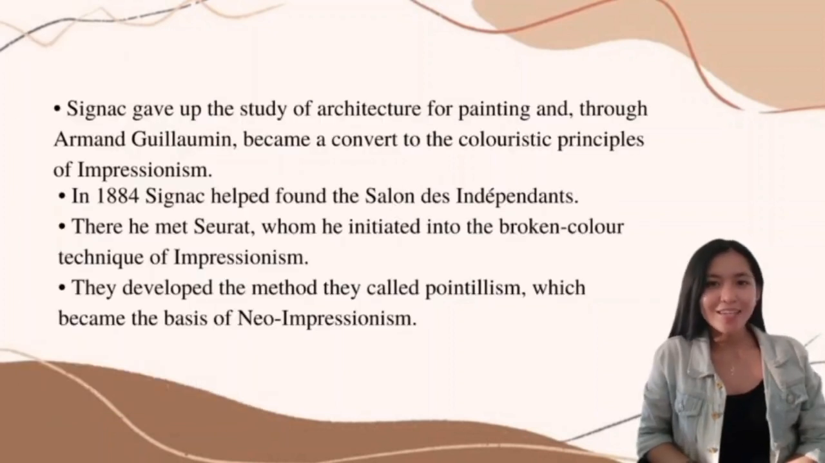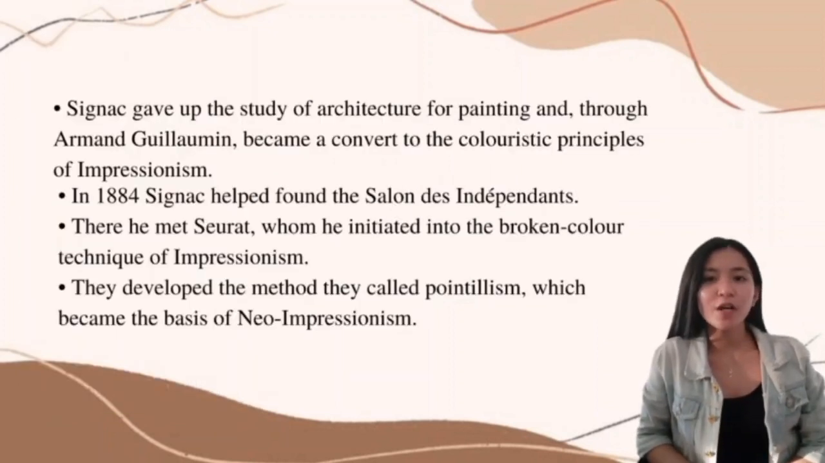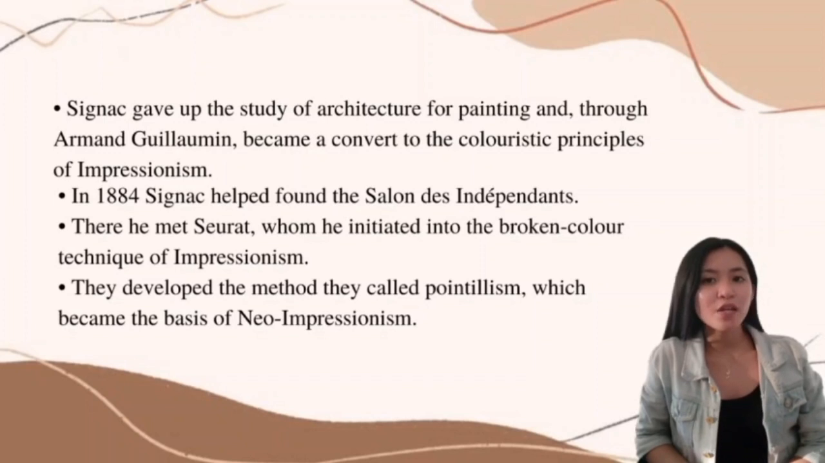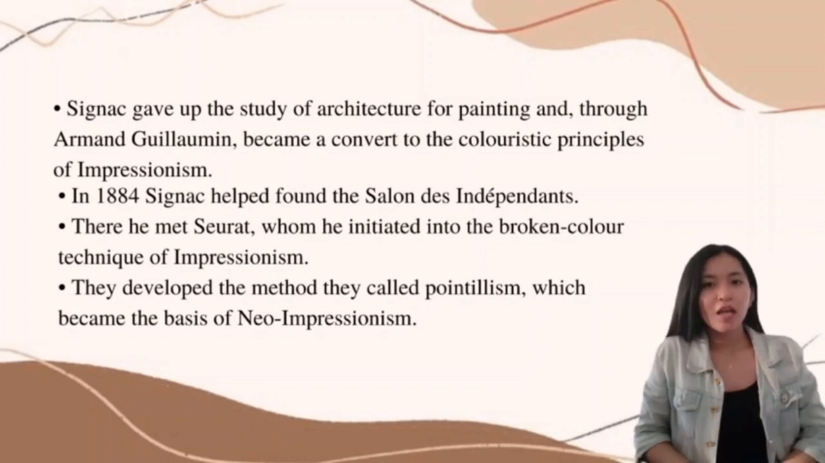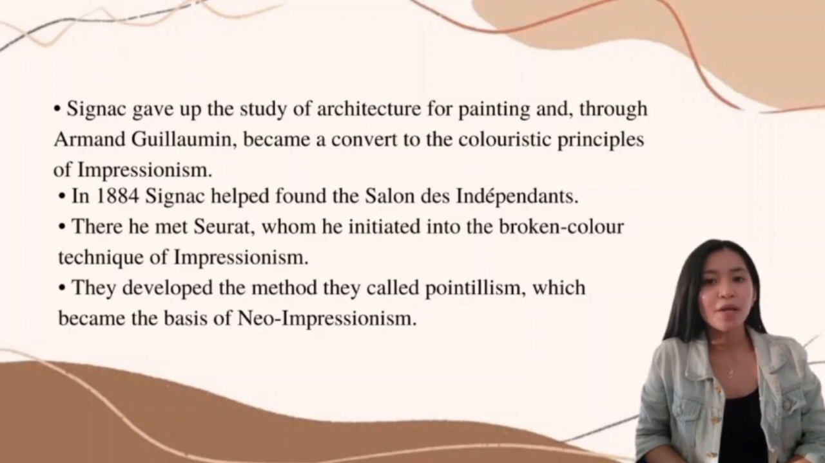When he was 18, Signac gave up the study of architecture for painting and through Armand Guillaumin became a convert to the coloristic principles of Impressionism. In 1884, Signac helped found the Salon des Indépendants. There he met Seurat, whom he initiated into the broken color technique of Impressionism. The two went on to develop the method they called pointillism, which became the basis of Neo-Impressionism.